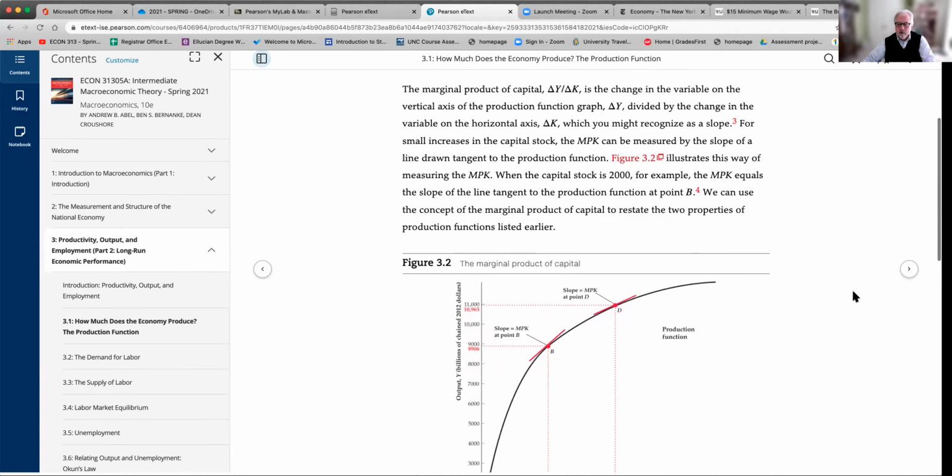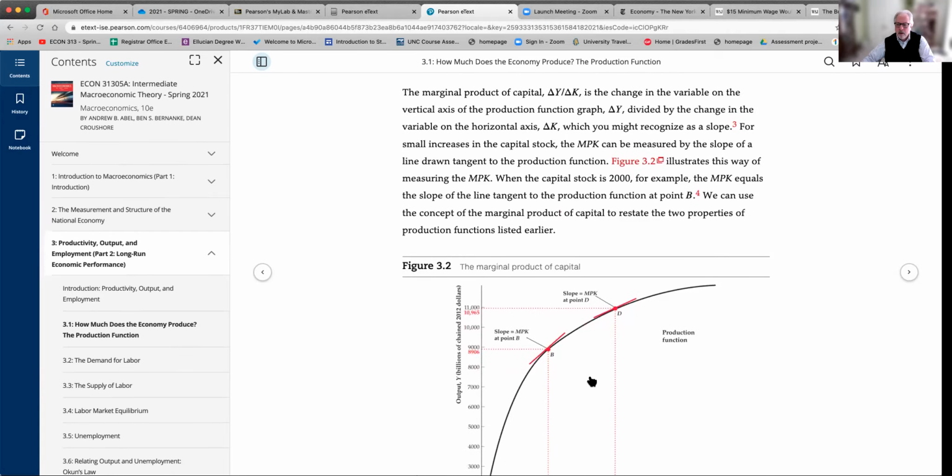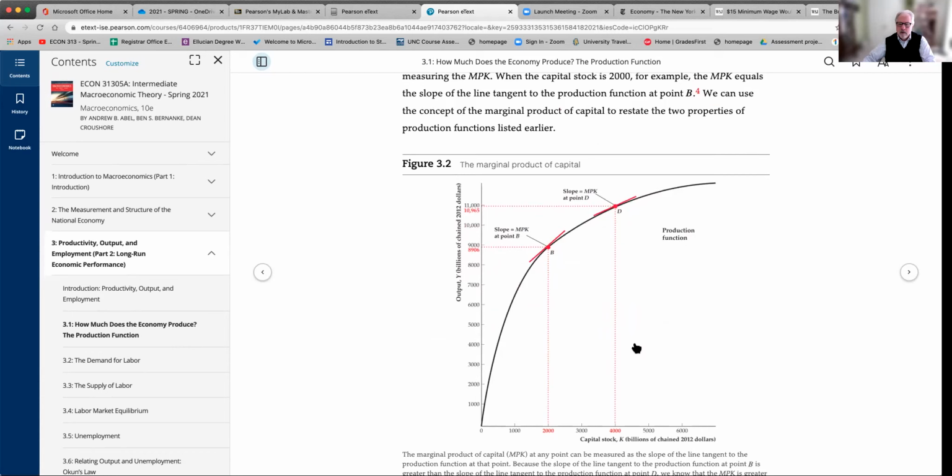Once we have a production function, which is going to look like this, it's going to have this kind of slope to it, right? Have diminishing marginal productivity, and the slope of that production function at any point is called the marginal product of labor, or in this case, capital. This is drawn with capital on the horizontal axis and output on the vertical axis.